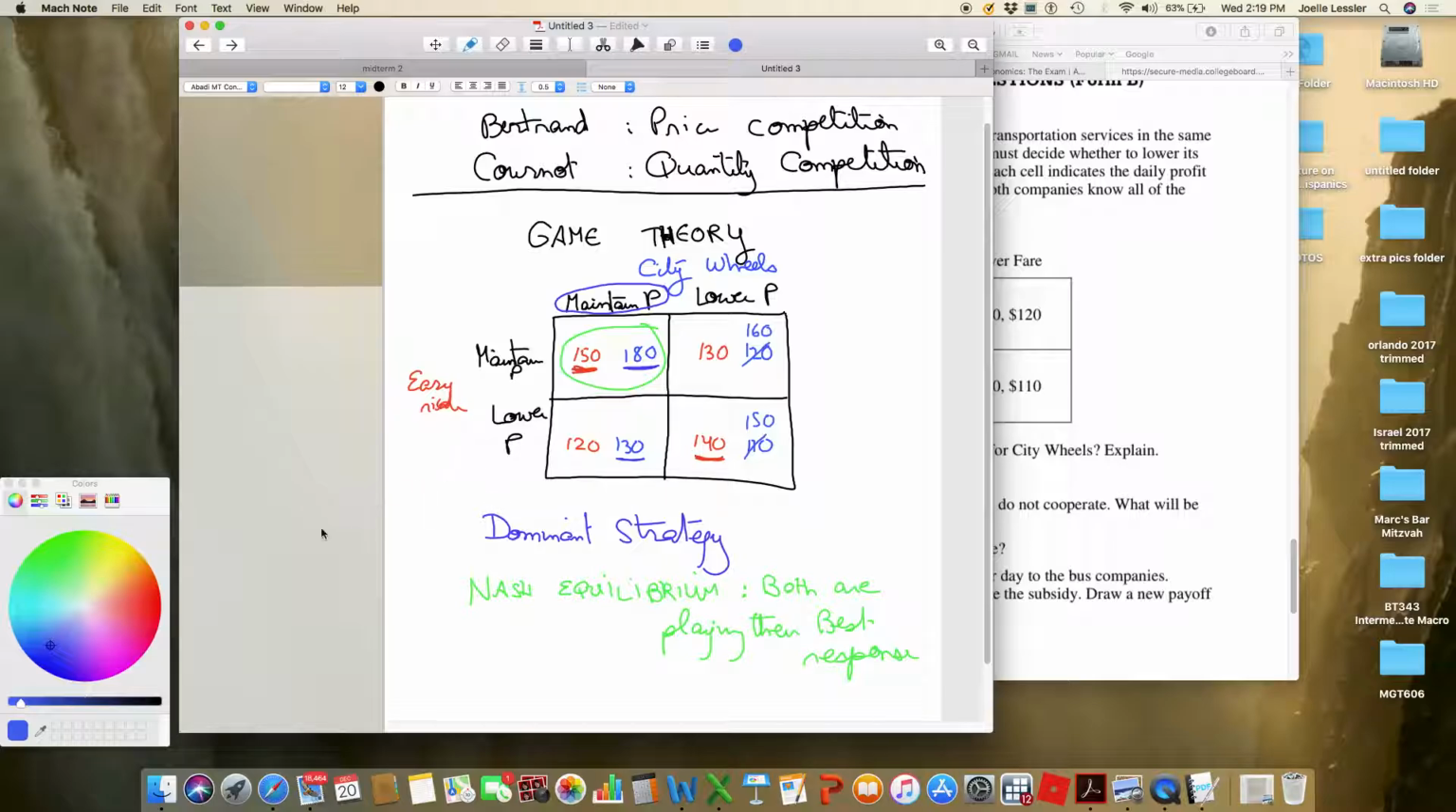And what about the other one? This cell is not affected because they're both maintaining price. This cell, the red guy, is lowering the price, so he would get 160. And here, he would get 180. Okay? So let's see if we end up with a different outcome.